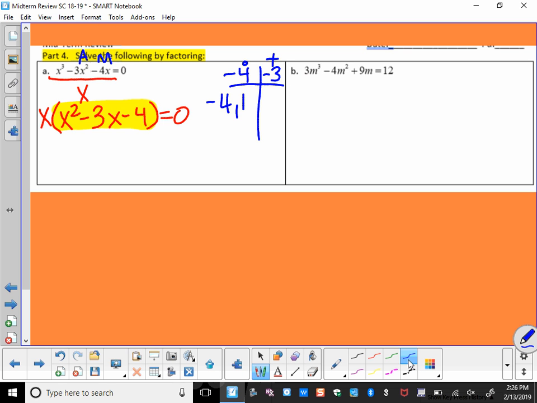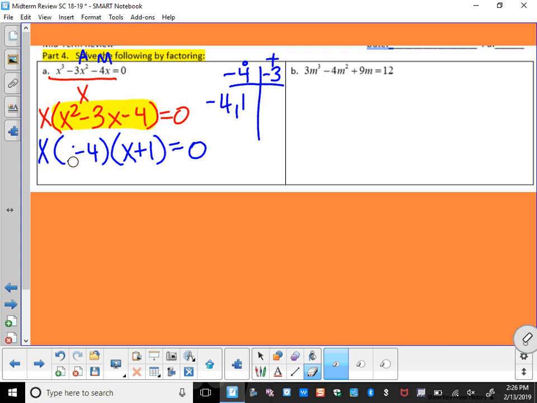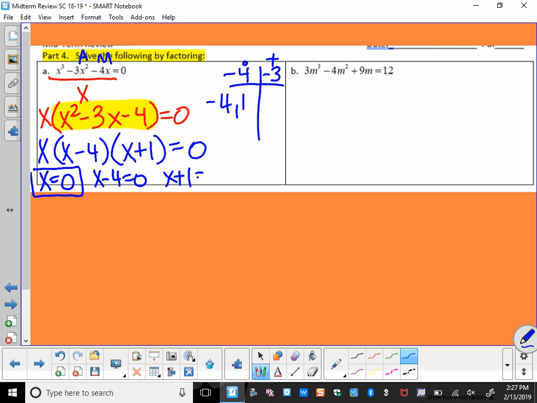So I have factors of x minus 4, x plus 1 equals 0, and then don't forget to bring your GCF down. Because it says equal to 0, everything is equal to 0. So my x is equal to 0. You can go ahead and box that up because that's an answer. x minus 4 is equal to 0, and x plus 1 is equal to 0.